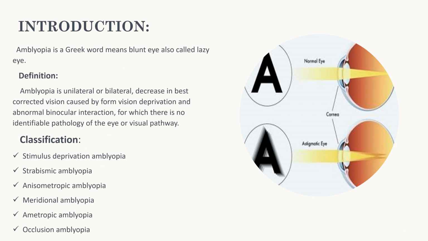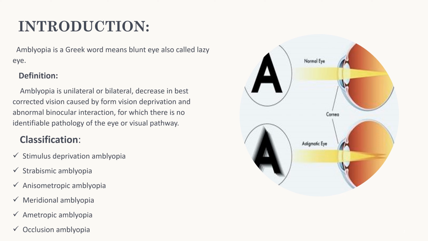Now I'm going to talk about amblyopia. So what is amblyopia? Amblyopia is a Greek word meaning blunt eye, also called lazy eye. And how can we define it? Amblyopia is a unilateral or bilateral decrease in best corrected vision caused by form vision deprivation and abnormal binocular interaction, for which there is no identifiable pathology of the eye or visual pathway.